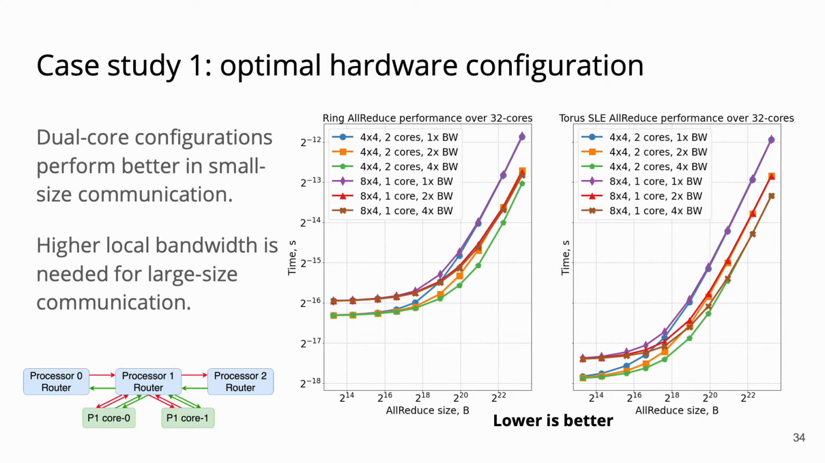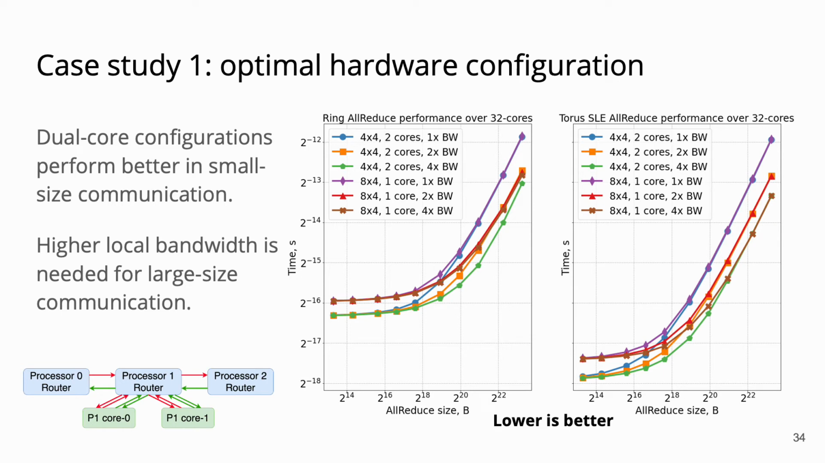Even with a simple ring, AllReduce algorithms result in a two-dimensional lattice. We can see on the left chart that the dual-core design provides better latency compared to a single-core one. We can also see that providing 2x local link bandwidth is necessary to match internal bandwidth with off-chip bandwidth and achieve about 2x performance improvement.